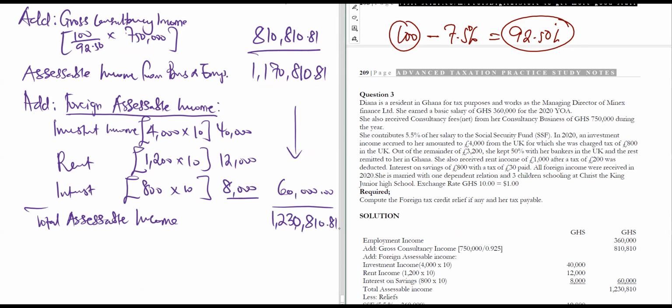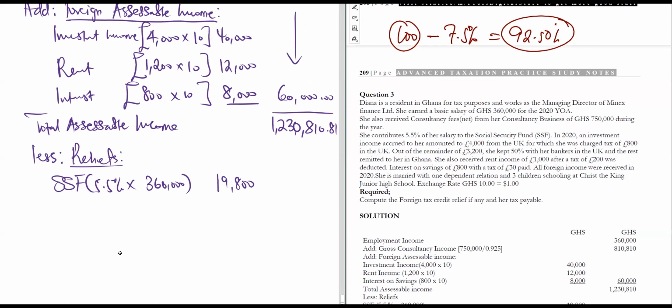That's fine. Now, did she have any reliefs? Yes, she did. She contributed to Social Security, so 5.5% of her original 360,000. That is 19,800. Okay. Then she's married. As at 2020, marriage relief is now 1,200, not 200 again.